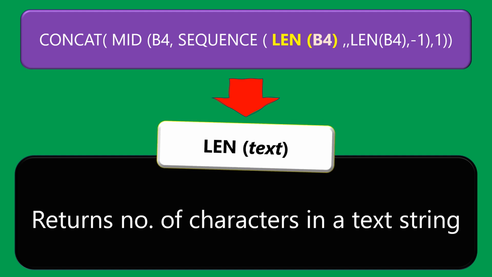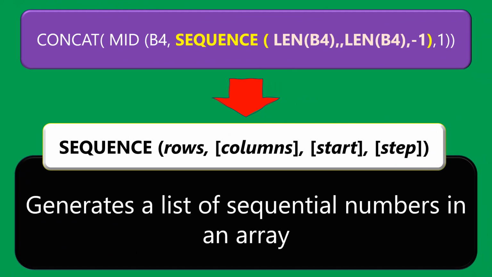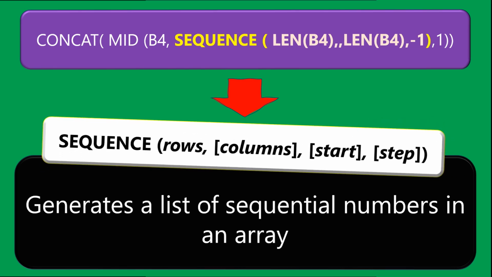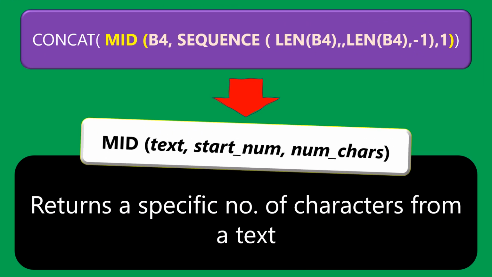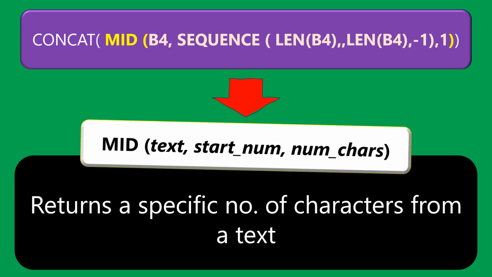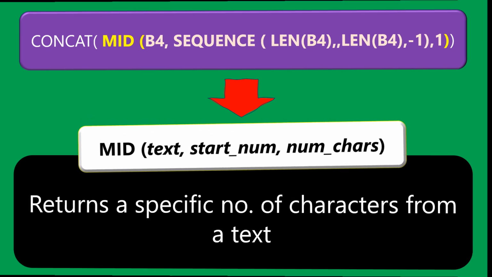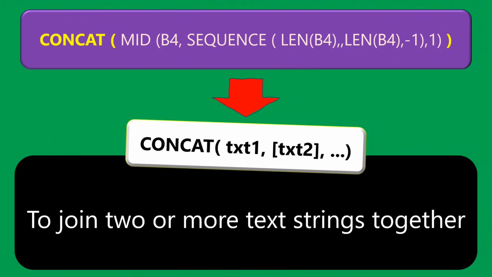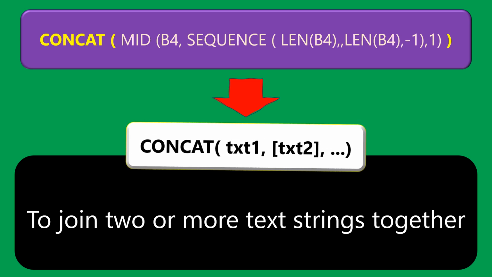The LEN function returns the total characters in a cell. The SEQUENCE function generates a list of sequential numbers in an array. The MID function returns a specific number of characters from a text. The CONCAT function joins two or more text strings together.